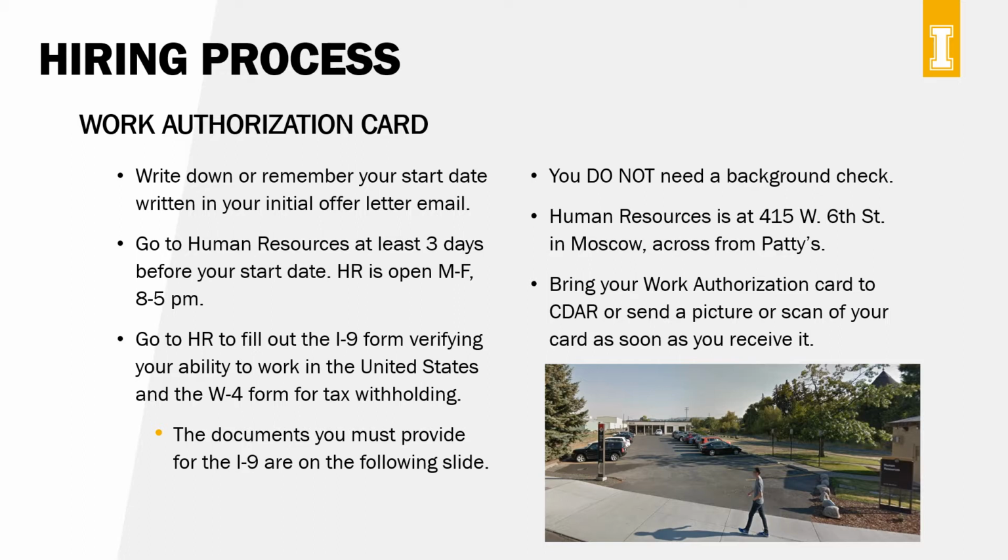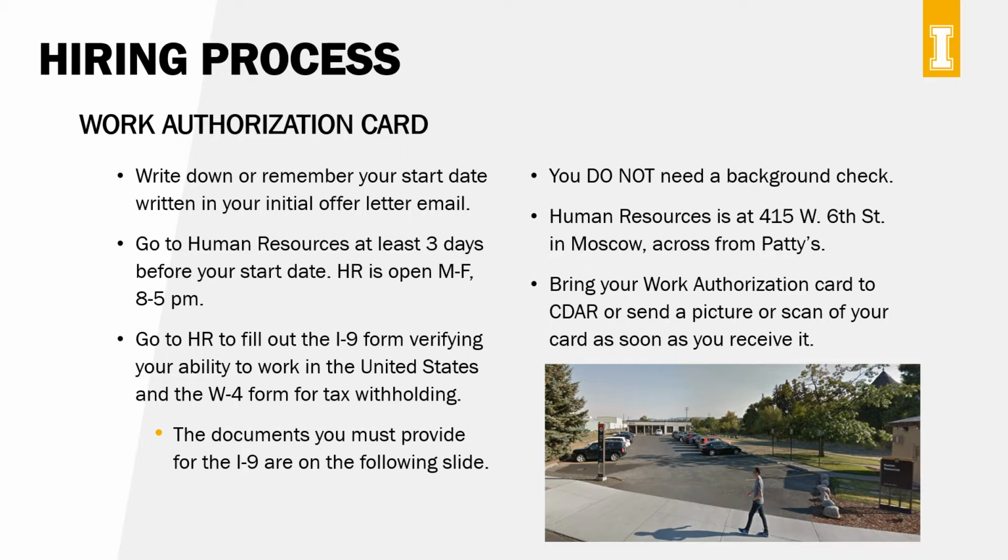At HR, you'll fill out the I-9 form verifying your ability to work in the United States. You must provide original copies of specific documents listed in the following slide. You will also fill out a W-4 for tax withholding information. Human Resources may ask if you have had your background check, but note takers as student employees do not get a background check. Human Resources is located at 415 West 6th Street in Moscow, across from Patty's, and it's shown in the image on the bottom right hand of the screen.